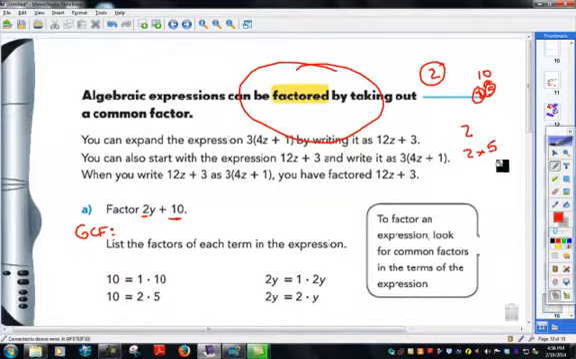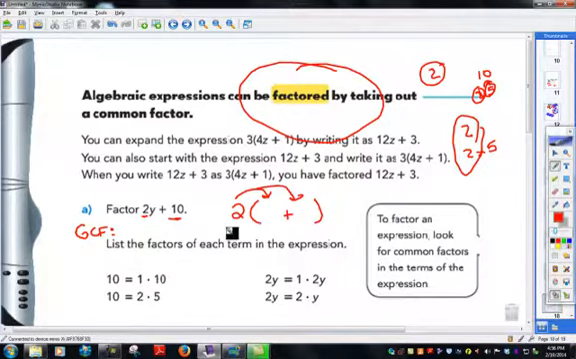You stack your two prime factorizations. You look for common factors. I see a common 2. Therefore, I know that my GCF is 2. The GCF always goes out in front of the parentheses. And then I always just ask myself, what could I multiply 2 times to get to 2y? Well, it would be just y. Okay? What would I multiply 2 times to get to 10? It would be 5. This is factoring, turning it into that.